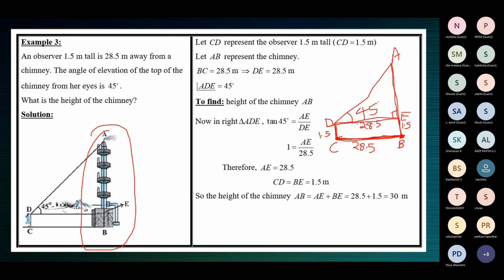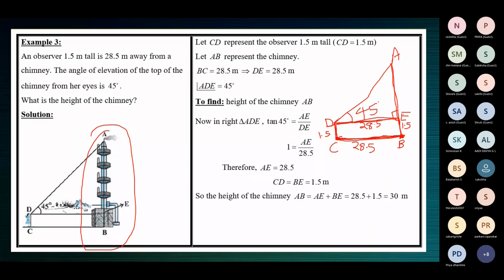And what is this? What is DE? Horizontal line. It's a horizontal line drawn through the eye of the observer. So that's the horizontal line.